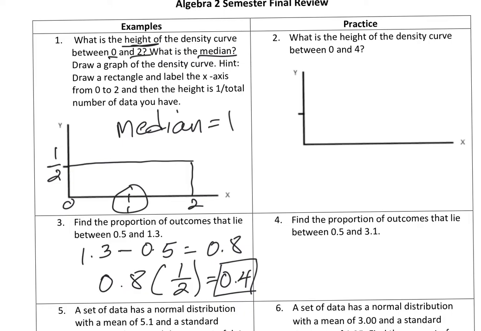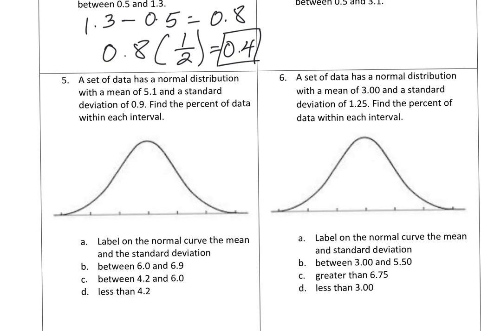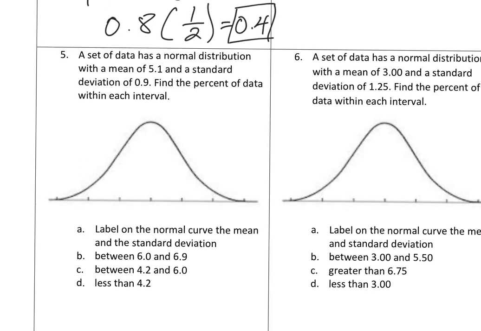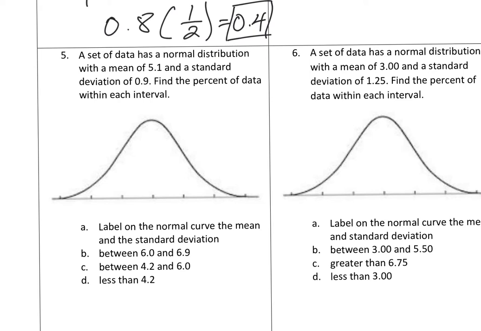Okay, so continuing on, I'm going down here to number 5, and it says a set of data has a normal distribution with a mean of 5.1 and a standard deviation of 0.9. Find the percent of data within each interval. So the first thing you want to do is label your normal curve. You guys should remember how to do this from a while back, but let's take a look at an example here.